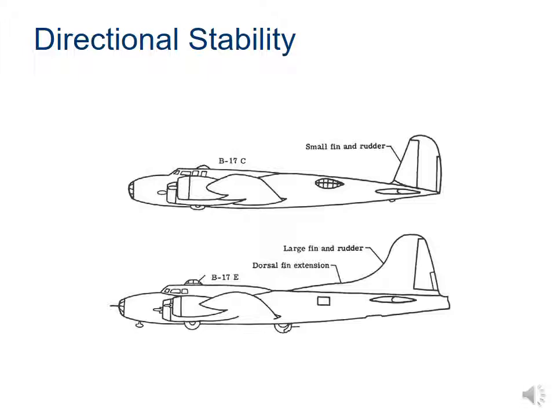Example of design adjustments on the B-17 aircraft between models. The size of the vertical stabilizer was increased and the rudder size was reduced. This helped to maintain yaw stability.